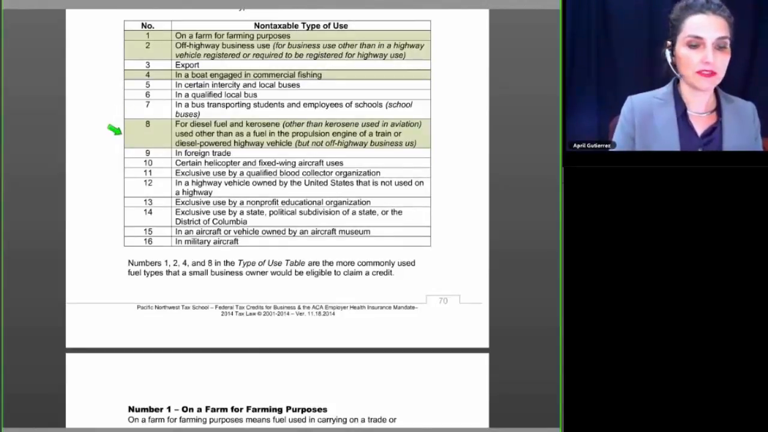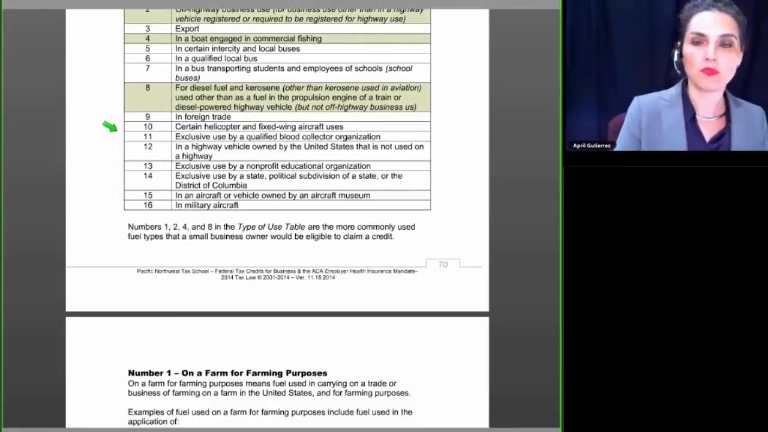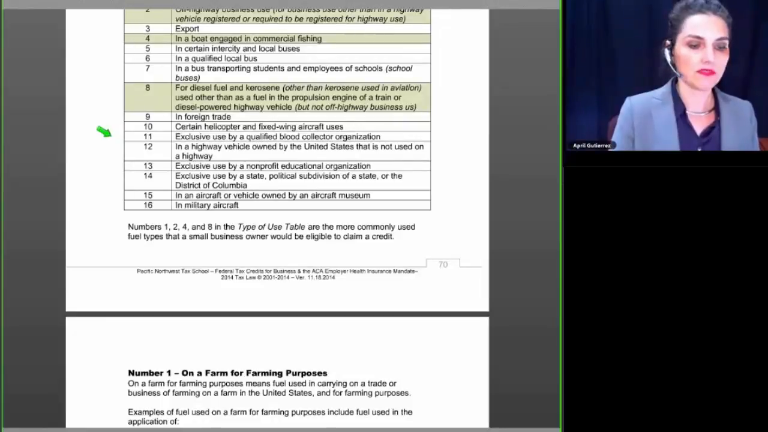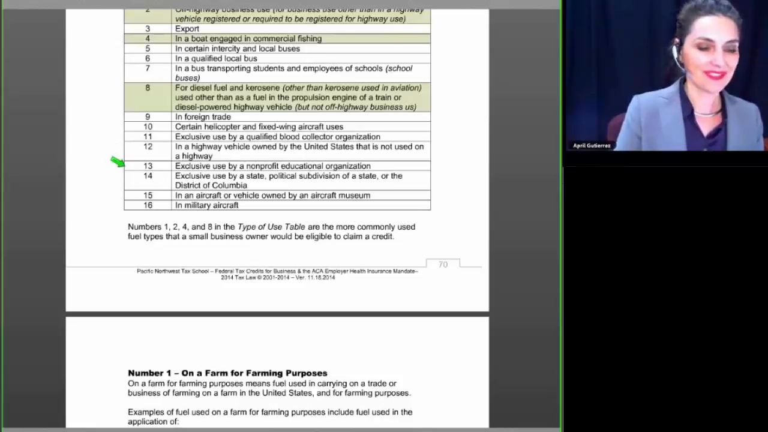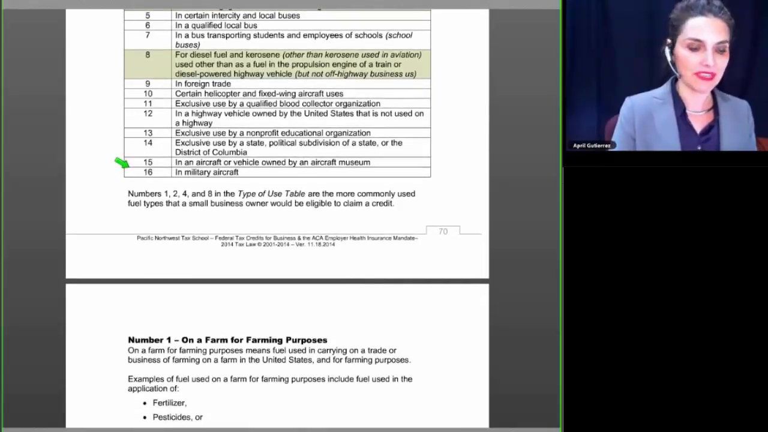For diesel fuel and kerosene, other than kerosene used in aviation, used other than as a fuel in the propulsion engine of a train or diesel-powered highway vehicle, but not off-highway business use. In foreign trade, for certain helicopter and fixed-wing aircraft uses. Exclusive use by a qualified blood collector organization. In a highway vehicle owned by the United States that is not used on a highway. Exclusive use by a nonprofit education organization. Exclusive use by a political subdivision of a state or the District of Columbia, in an aircraft or vehicle owned by an aircraft museum, and in military aircraft.